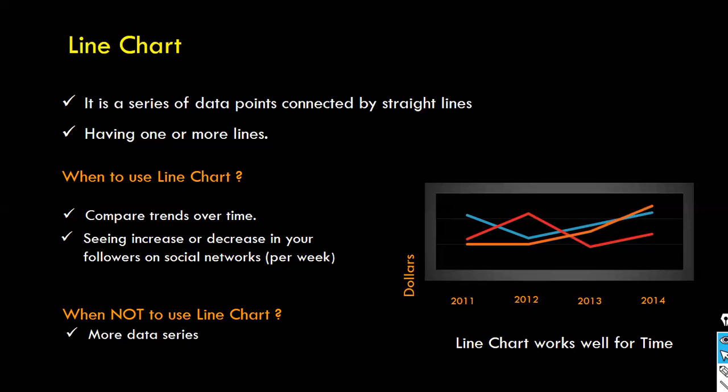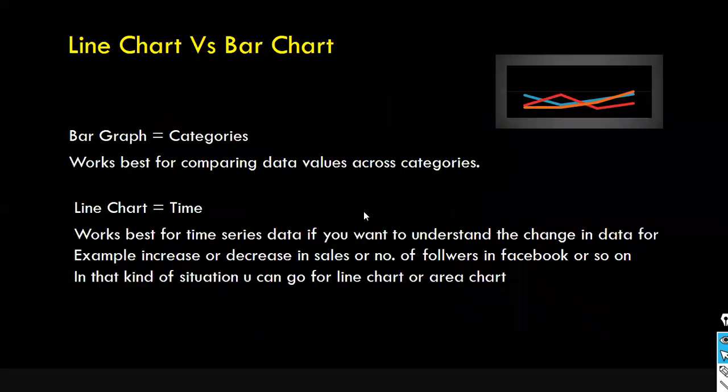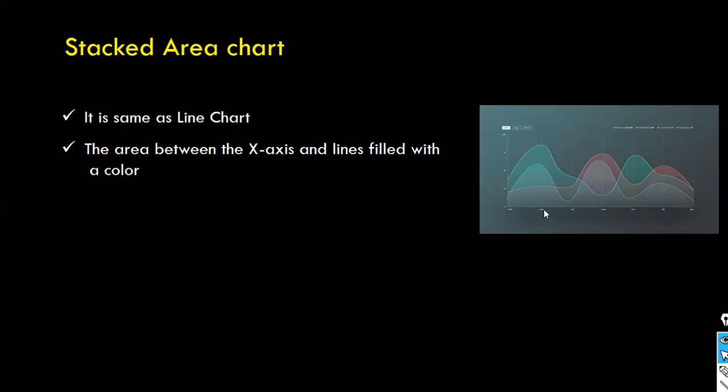The next one is the area chart. The area chart is also the same as a line chart. The only difference is the area between the line and the x-axis. So this is the line, the x-axis line, and then this is your area, right? This is your line chart, as well as an area chart, but the area between this line and the x-axis is filled with a color.